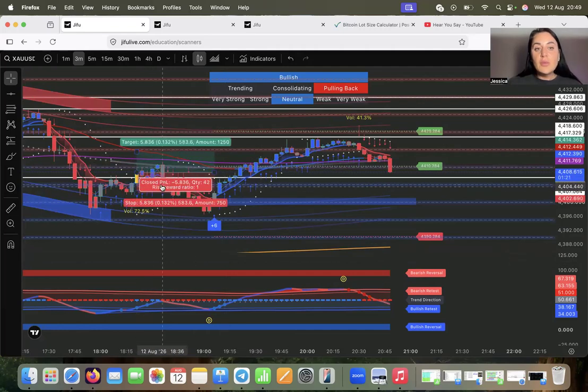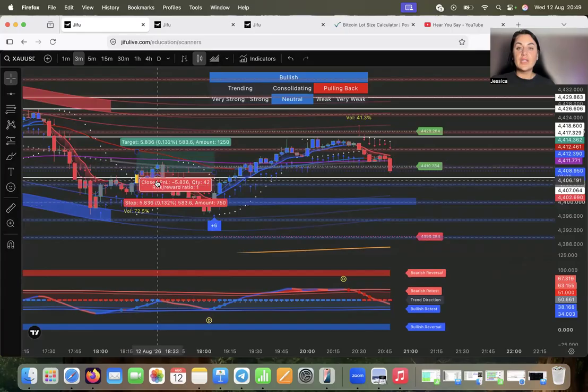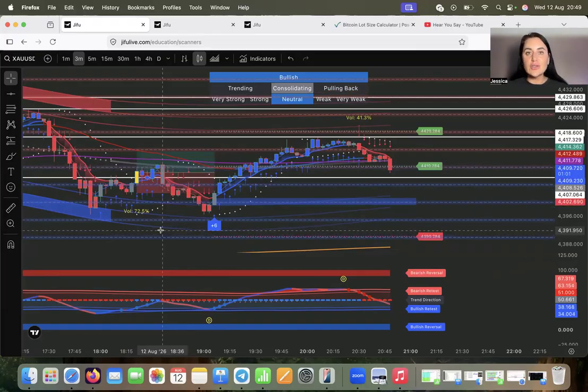So I would have hit SL on this one. This one would have been a loss because it didn't hit my TP1. It actually came near my purple EMA, retraced and came back down again. Okay, so I would have taken a loss on this trade. But never feel a certain way when you have a loss.